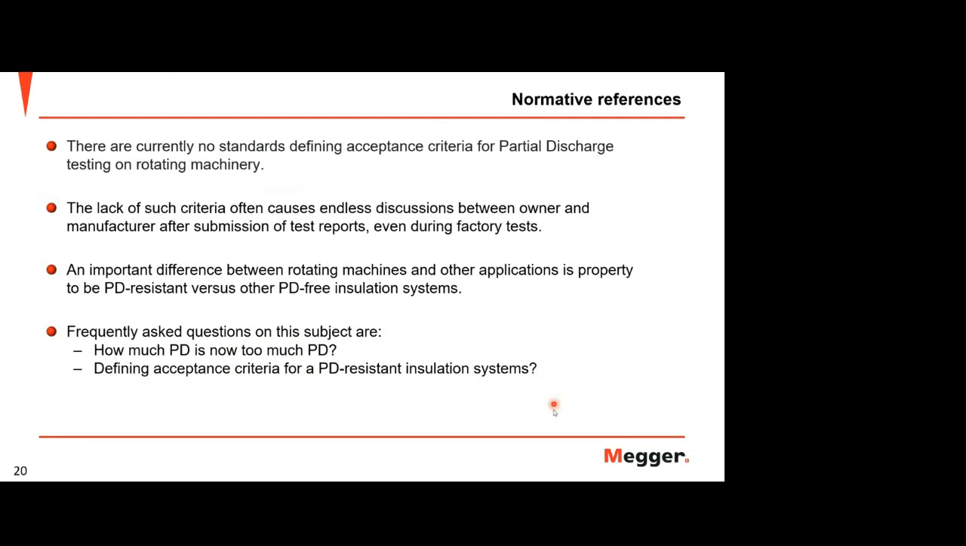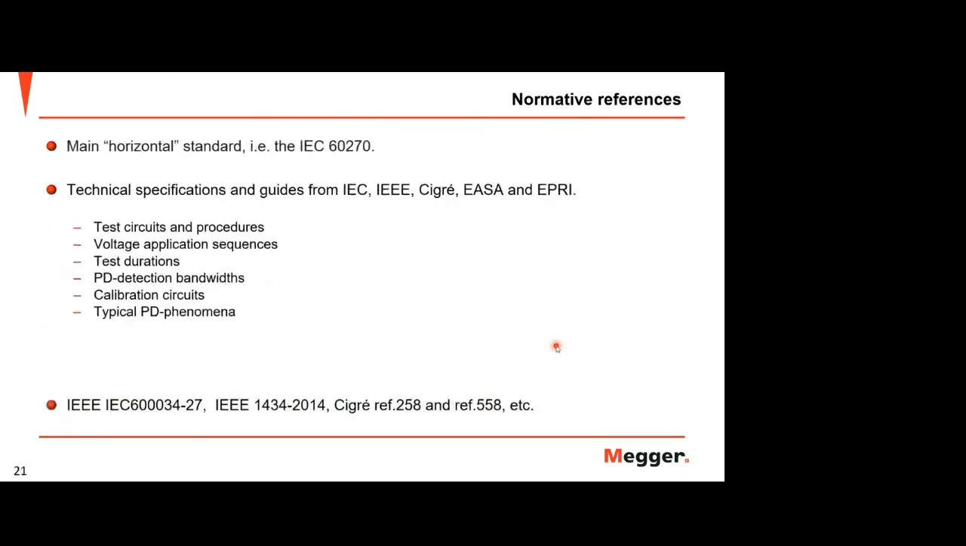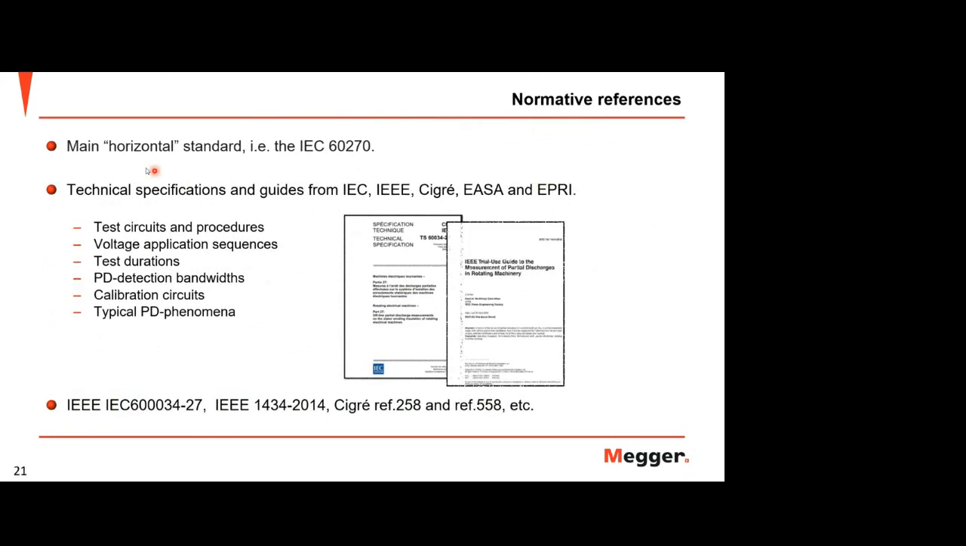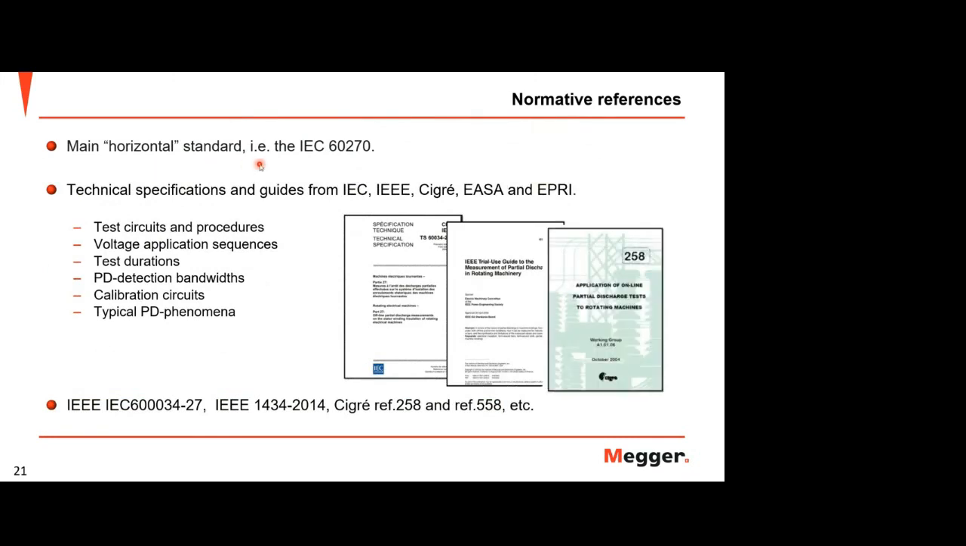So until now it is still in discussion. So mostly we just use experience information and manufacturer recommendation. But actually there is a horizontal standard, IEC 60270. So if you want to know more detail about partial discharge testing, this is one standard that is very useful for us engineers or technicians to learn about partial discharge.